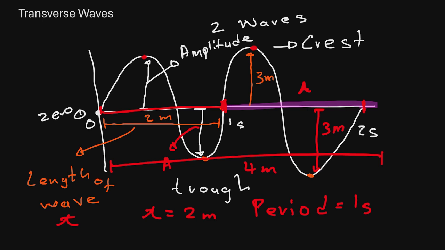So that is all we need to understand in this video. The parts that are very important are the wavelength, the period, and also the amplitude. In the next video, we are going to try and do some calculations to understand wavelengths.